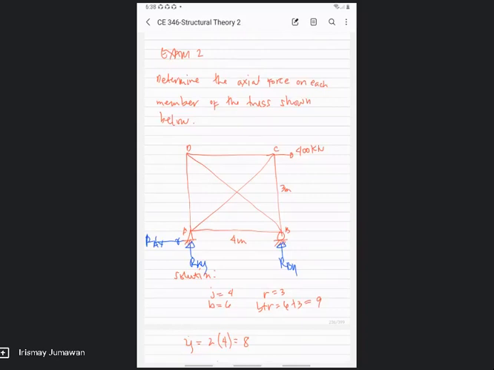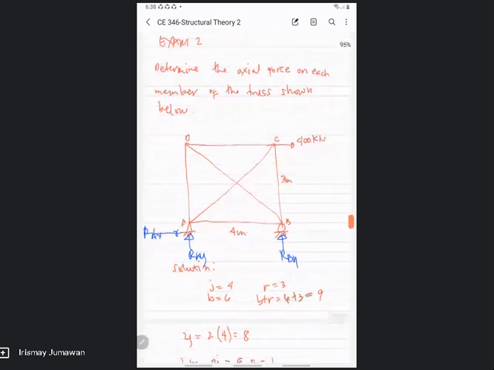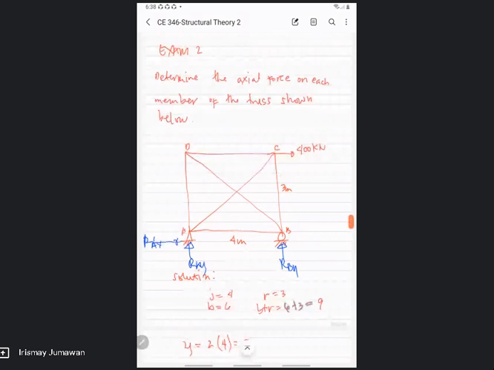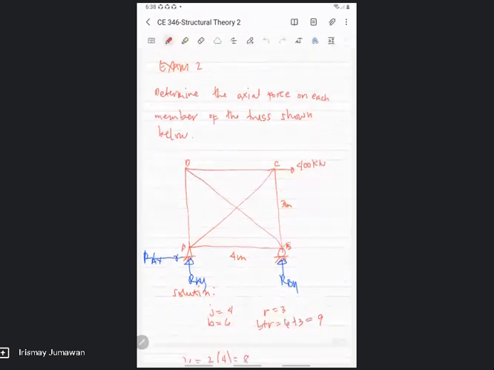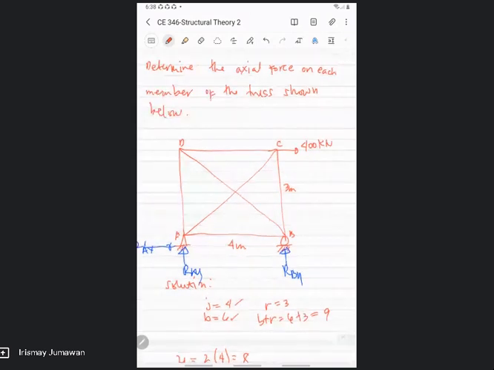Determinate, because the analysis of the determinate is different than the determinate class. Okay, so we have joints A, B, C, D. So you have four for the joints. Then for the members, you have member AB, BC, CD, AD, then AC and BD. So you have six for the members. Then for the reactions, you have here.